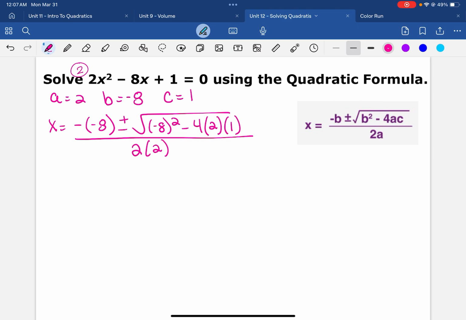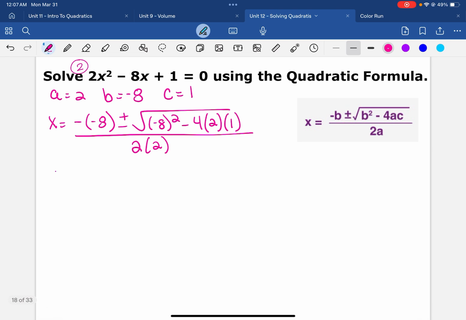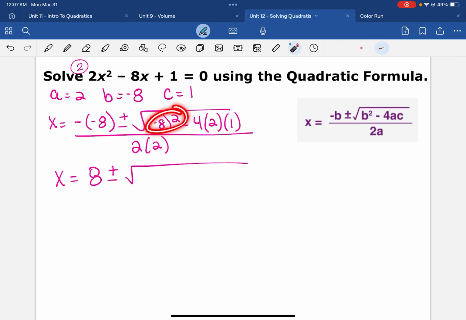All right, let's go and simplify. So x is equal to, the first thing I'm going to simplify is negative times -8, which would make that a +8, because it would be -1 times -8, plus or minus the square root. Well, when we look here, -8 squared is going to be 64. And then -4 times 2 times 1 right there is going to be -8, all over 4.